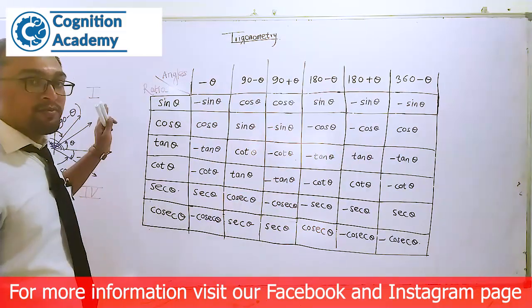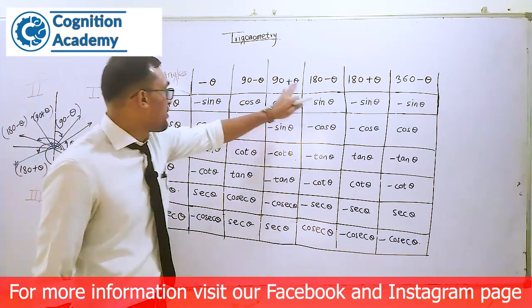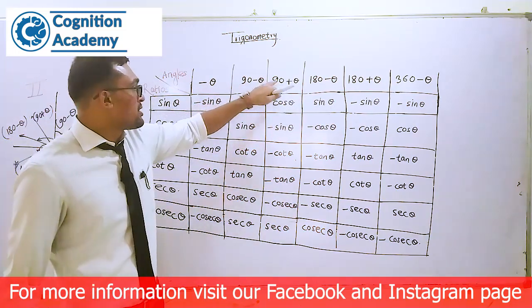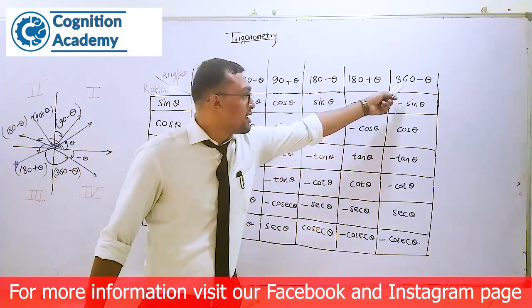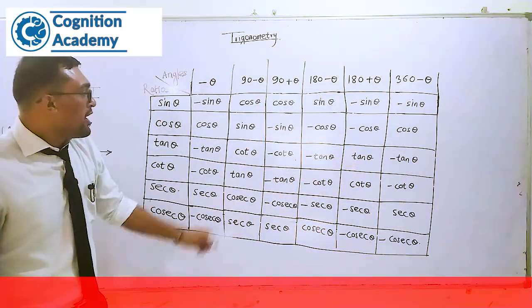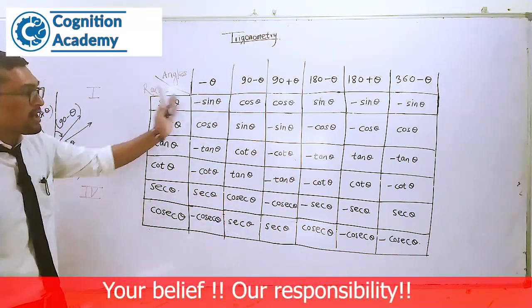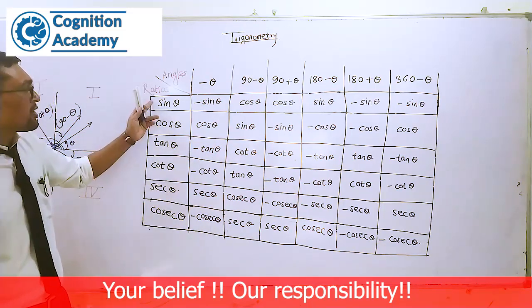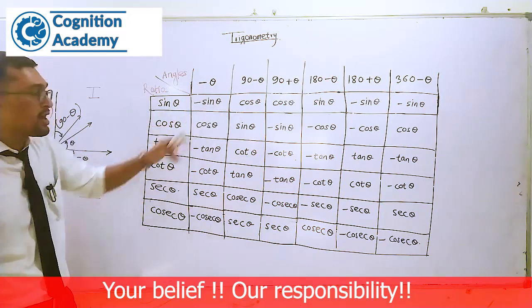Now from the previous lecture, if we tabulate all the different values of the allied angles, that is minus theta, 90 minus theta, 90 plus theta, 180 minus theta, 180 plus theta, and 360 minus theta, in a tabular form for the different trigonometric ratios, we get this chart. Here you can see that we have different values of sine, and we can read it. The sine of minus theta becomes minus sin theta.